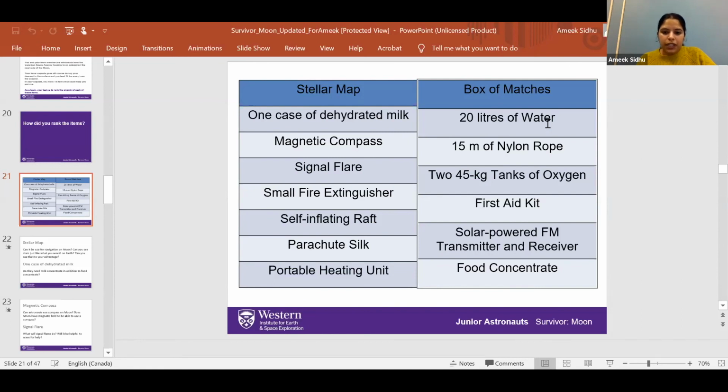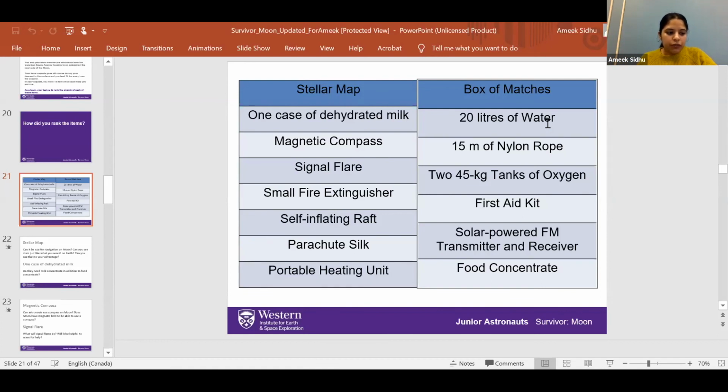Number 12 would be the 1 case of dehydrated milk. Again, that's a food, but that's ranked lower because we already have food concentrate very high on our priority list. So we have to trade off some things. So they traded off the dehydrated milk there. So that's number 12.